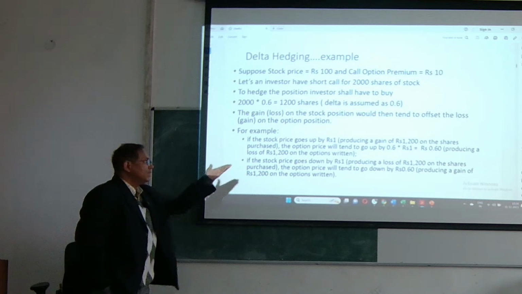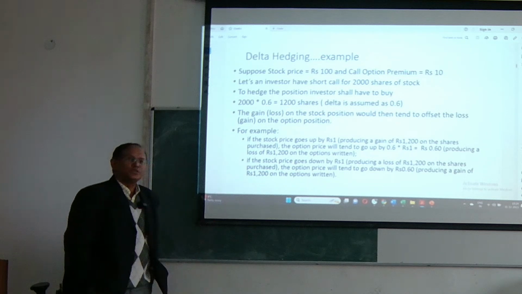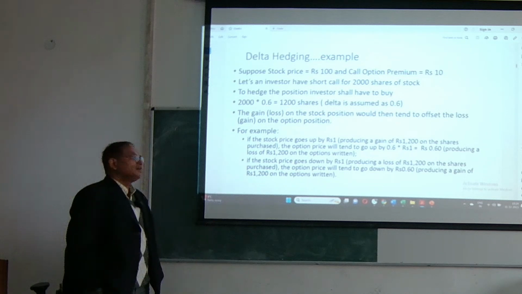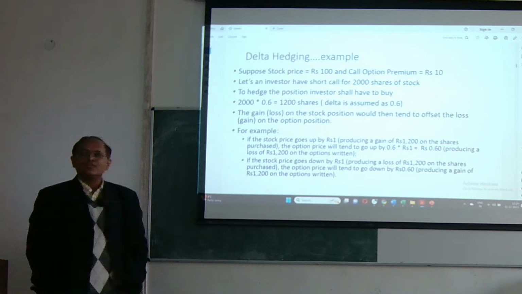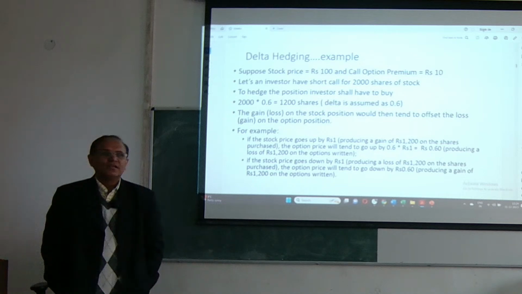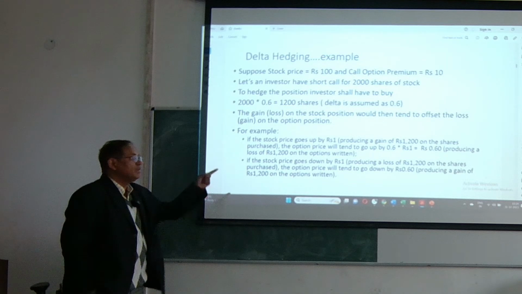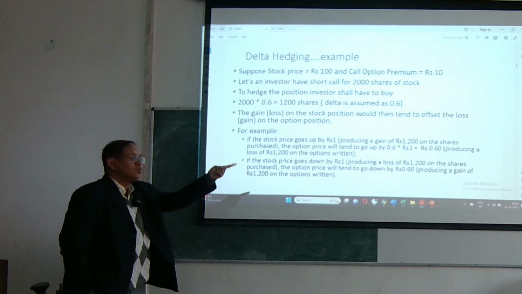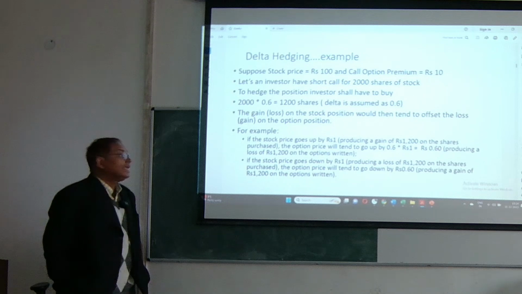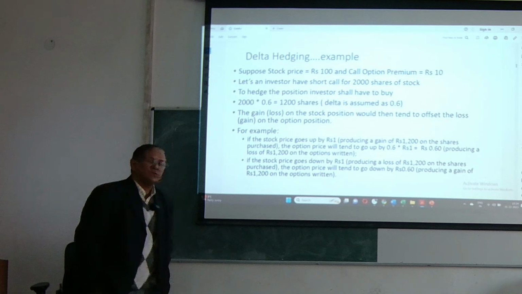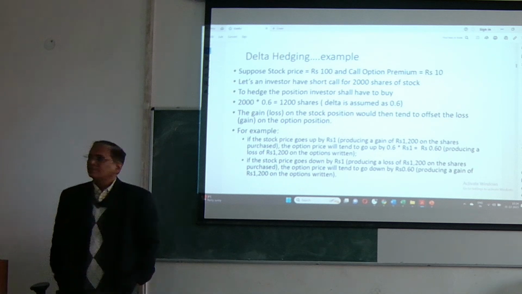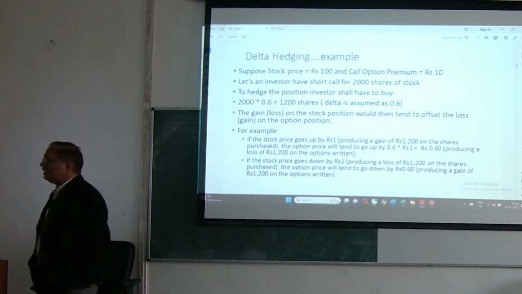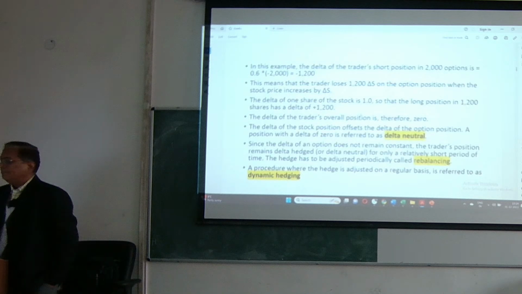Now, suppose the stock price goes down by rupees 1, then what will happen? You will have a loss of 1200 on your underlying stock. The price has fallen, but in that case the option price is also down by 0.60, and you will have a gain there, producing a gain of 1200 on the options written. Okay, so that's how the delta hedging is going to get created.